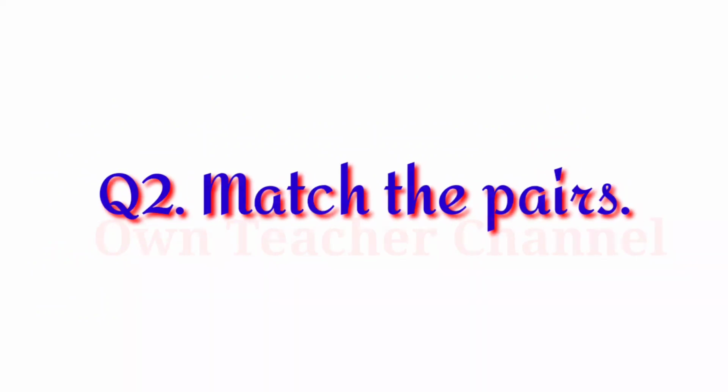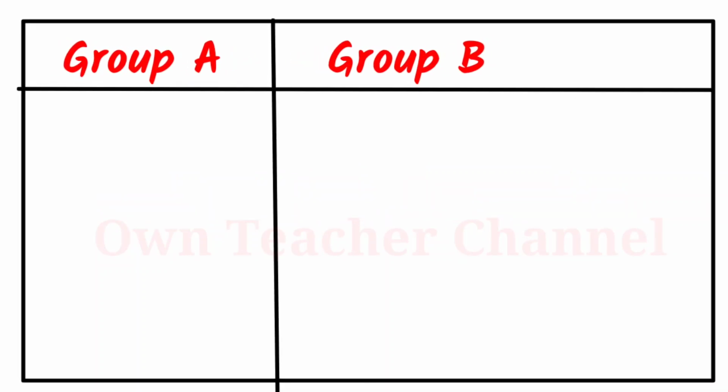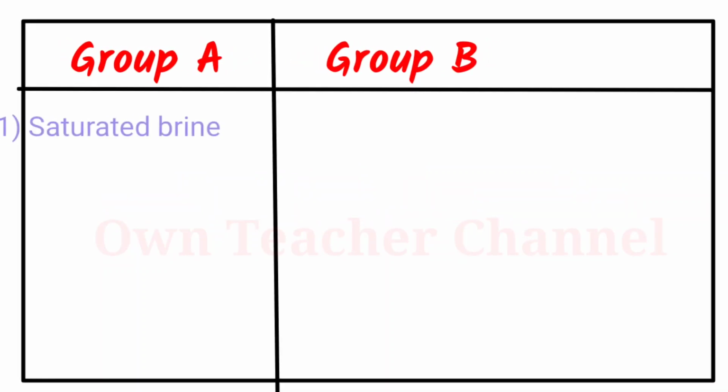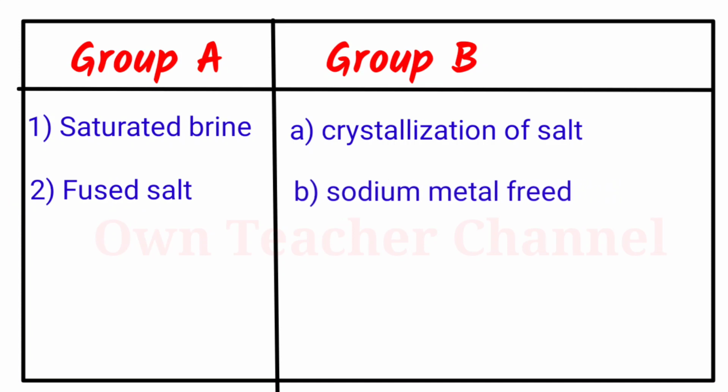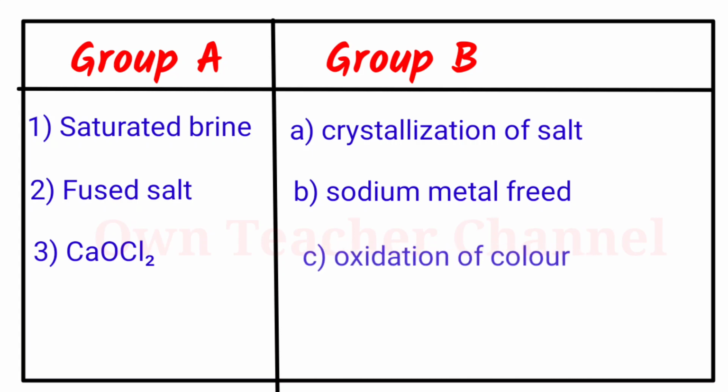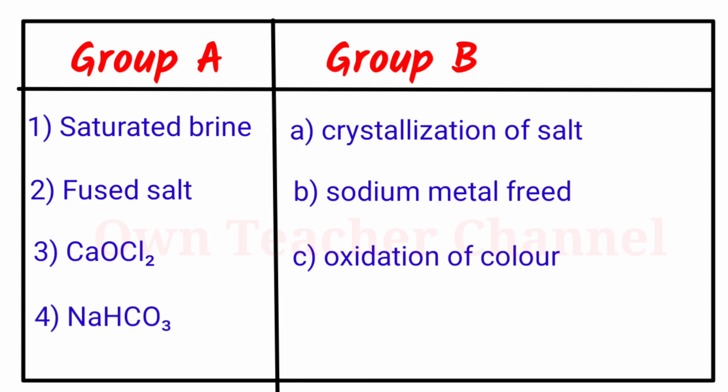Question 2. Match the pairs. Answers are directly given. Group A and Group B. Saturated brine, crystallization of salt. Fused salt, sodium metal. Fridge, CaOCl2. Oxidation of color, NaHCO3. Basic salt.